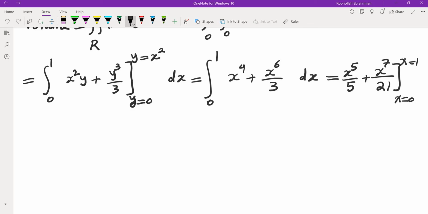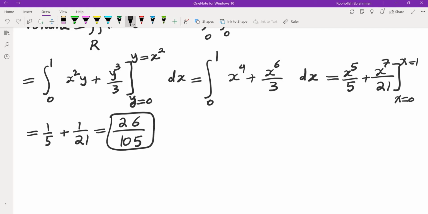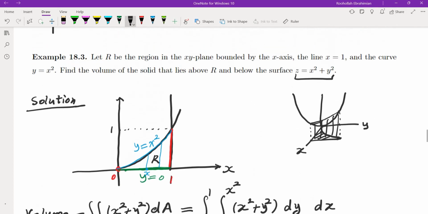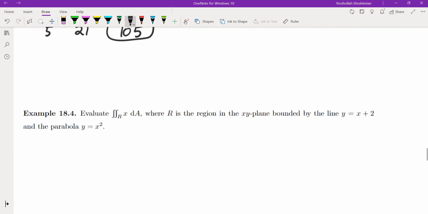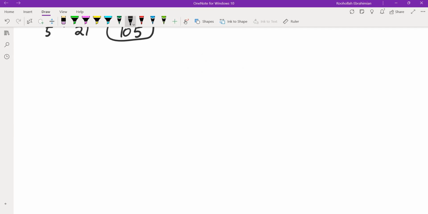When we plug in 0, we just get 0. When we plug in 1, we get 1/5 plus 1 over 21. Taking the common denominator, we get 105, and the numerator would be 26. So this is the answer for this problem. Okay, so now I'm going to talk about one other solution to this problem, because if you look at this region, this is in fact also a horizontally simple region. So I will give you one more solution to this problem.